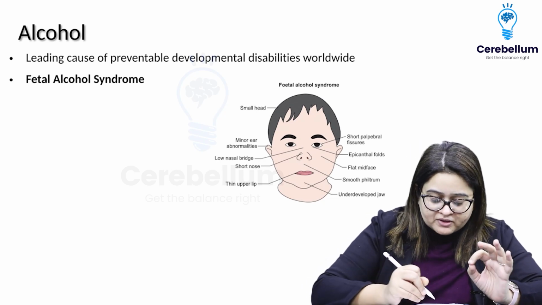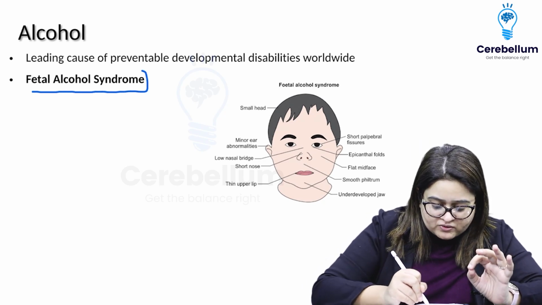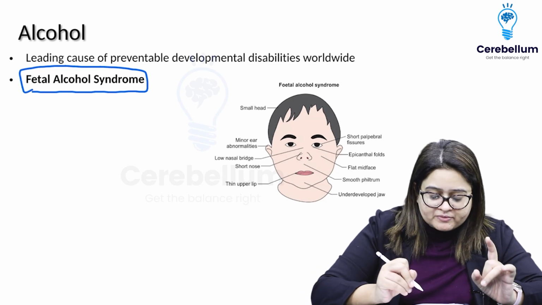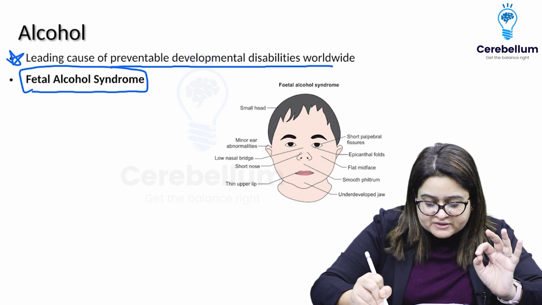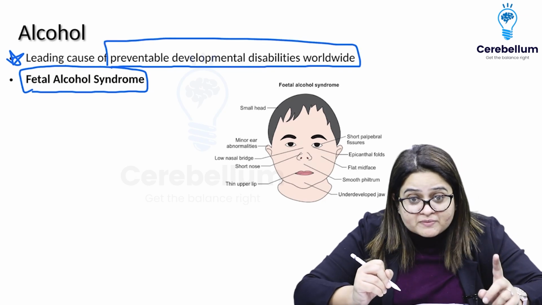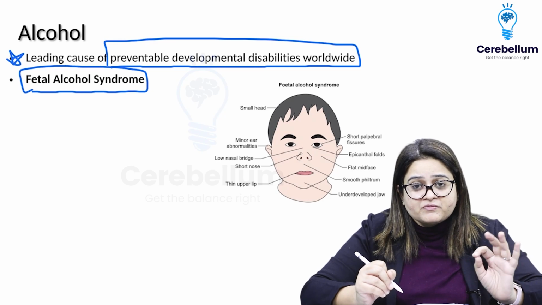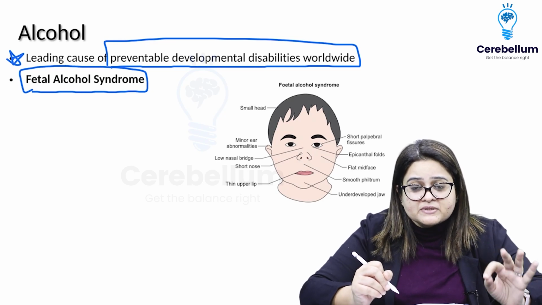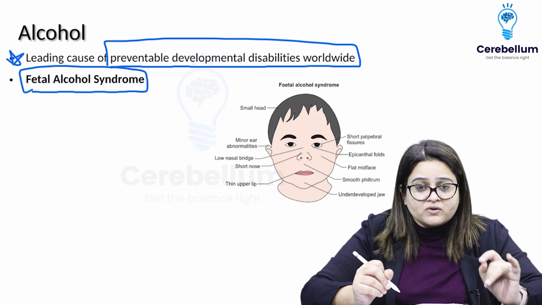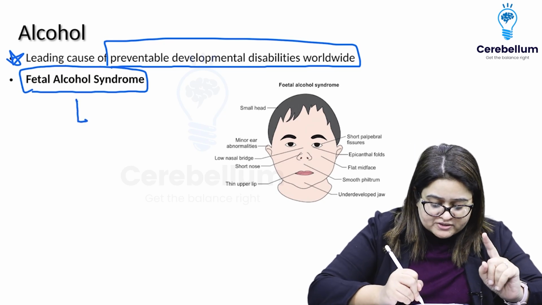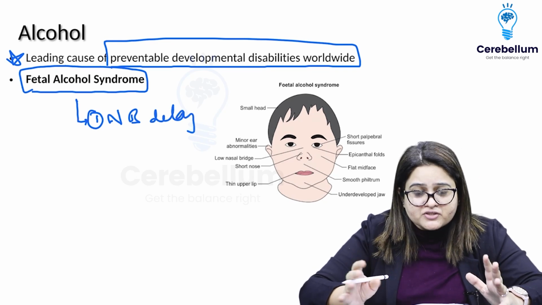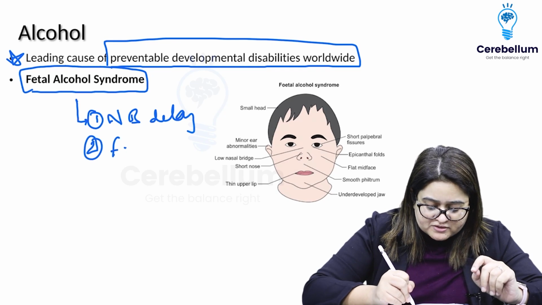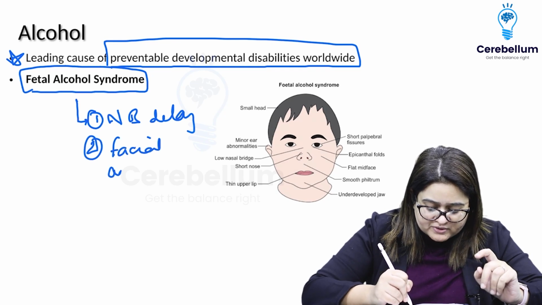Alcohol causes fetal alcohol syndrome. Also remember, it is the leading cause of preventable developmental disabilities worldwide. It is preventable. Fetal alcohol syndrome is characterized by two things. Number one, neurobehavioral delay, or it affects the behavior of the child, and number two, it causes facial anomalies.